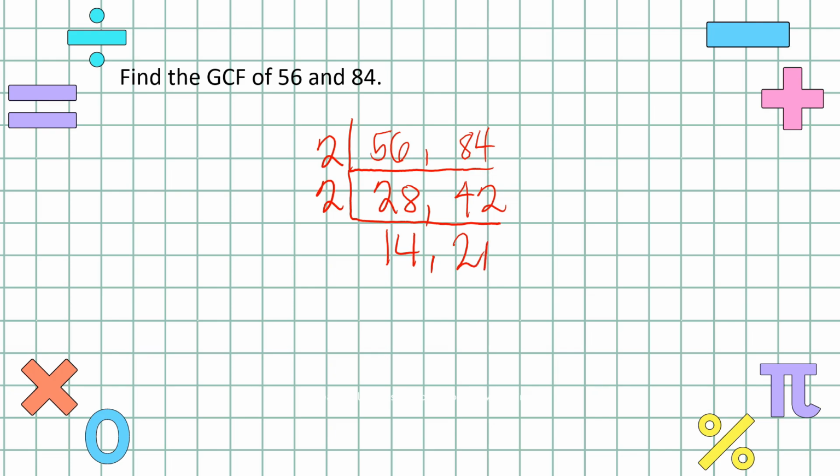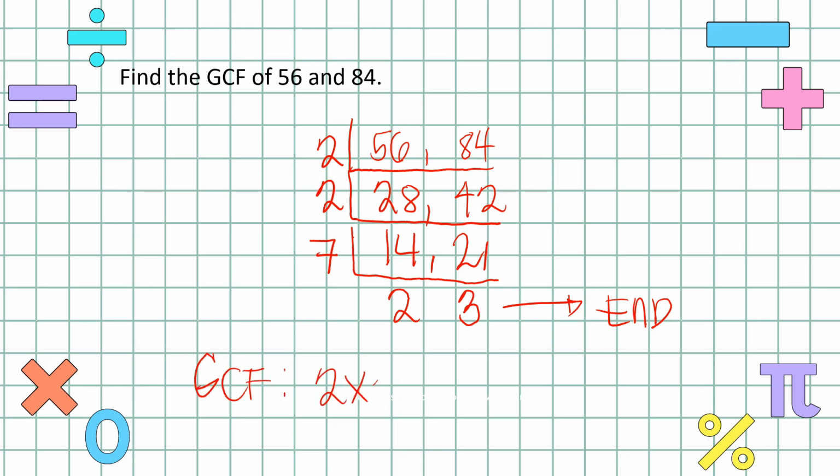And then again, we're not yet done because I can still see a prime factor which can divide these two numbers, and that is 7. 14 divided by 7 will give us 2. 21 divided by 7 will give us 3. And this is the end of our process. So therefore, our GCF will be 2 times 2 times 7. So 2 times 2 times 7 is 28. Now, you may check if 84 and 56 can be divided by 28. If yes, then our answer is correct.